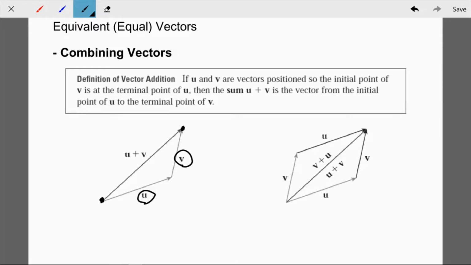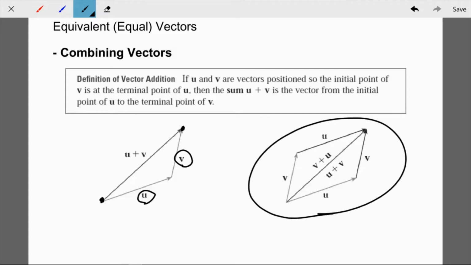But in terms of the actual calculations that we do to get the vector u plus v, all we're going to do is add corresponding components. And you can see over here, it doesn't matter which way I set that up, which one I use as the initial vector. I'm going to get the same result either way.